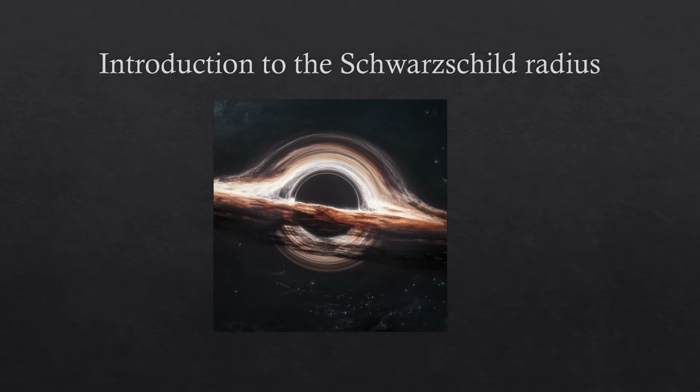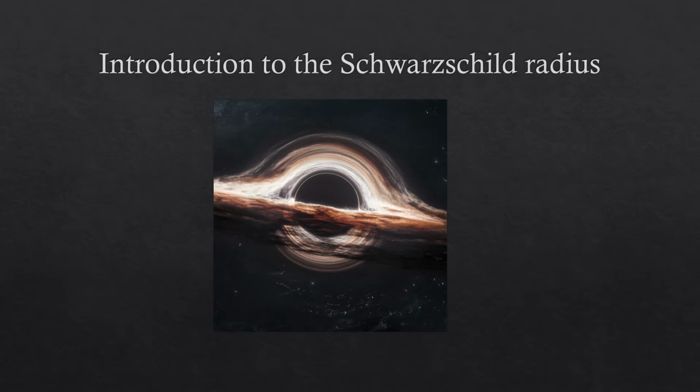In today's video, we're going to be going over the introduction to the Schwarzschild radius of a black hole. The Schwarzschild radius of a black hole is the distance from the center of the singularity to the event horizon. The event horizon is the point at which, once you pass it, you get sucked into the black hole. It's the point of no return. And again, the Schwarzschild radius is the distance from the singularity to the event horizon.